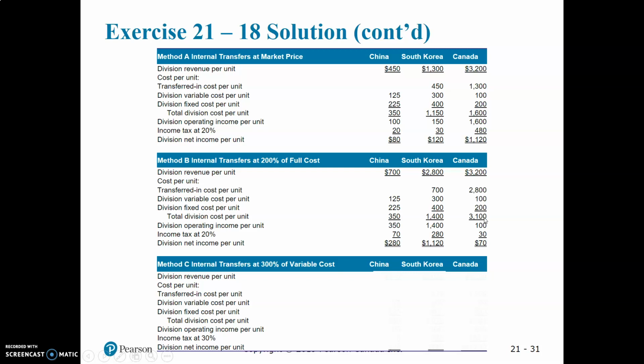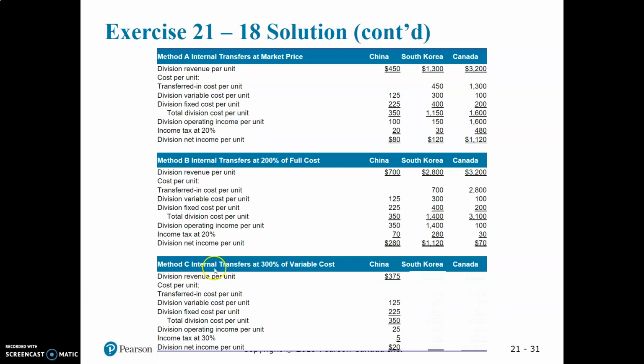For Canada, we have the revenue of 3,200, transfer in cost of 2,800, plus variable of 100 plus another 200 for fixed cost, so a total cost of $3,100 for an operating income of $100. Minus the tax rate of 30% gives us the division's net income of $70.